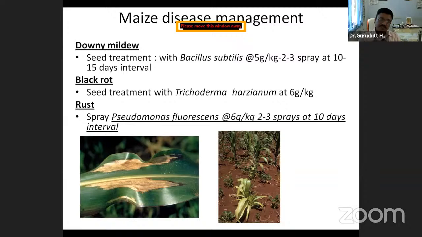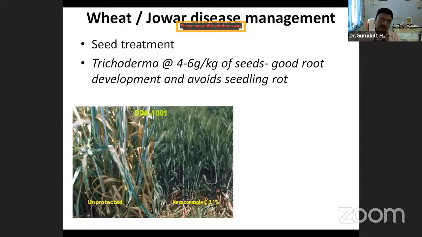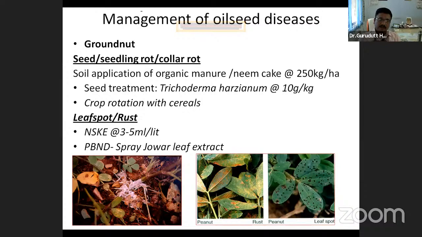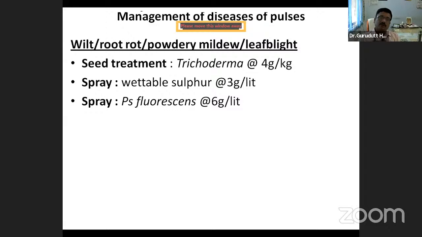Wheat is another important cereal crop. Foot rot and spot blotch can be managed with this, and even groundnut can be very effectively managed, especially for the soil-borne diseases. And also, if you take a timely application of this, even the foliar disease can be very effectively managed. This is not only for the field crops, but also for potato.